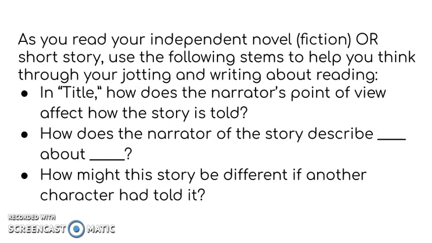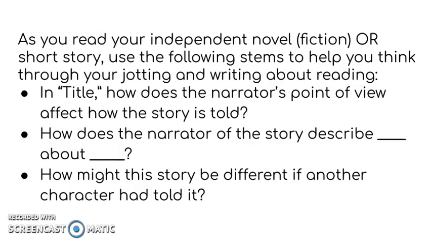As you read your independent novel, fiction, or short story, which you can do by going on to Get Epic, use the following stems to help you think through your jotting and writing about reading. So you'll use a piece of paper to write down these ideas. So the first question I want you to ask yourself as you're reading is, in the title, right? So in this book that you're reading, let's say you're reading a story about a little girl who gets lost. You'll put in blank: in this book, how does the narrator's point of view affect how the story is told? So you're going to ask yourself that question.